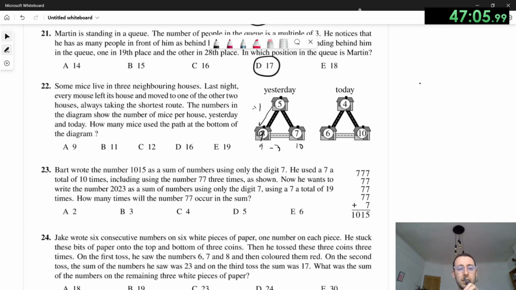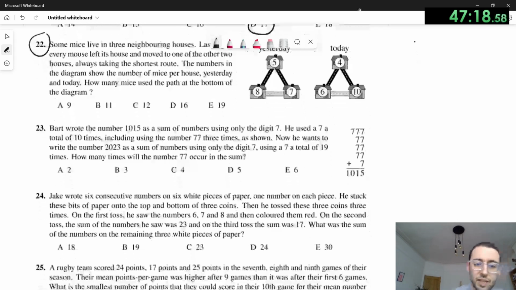Every mouse left its house. Whoa, what the heck? I actually don't even know how to think about that. So I'm going to leave it and try the other 2, the last 3.